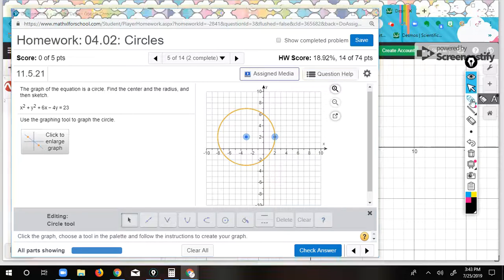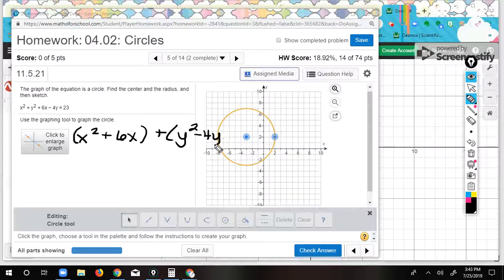That's okay. So first thing, not right now, buddy. First thing is we're going to rewrite this. So it says x squared plus 6x. We're going to leave that one together. And then we're going to have y squared minus 4y.